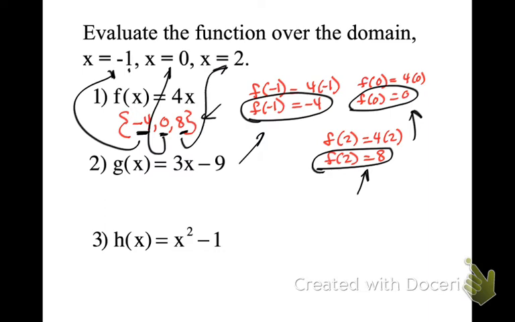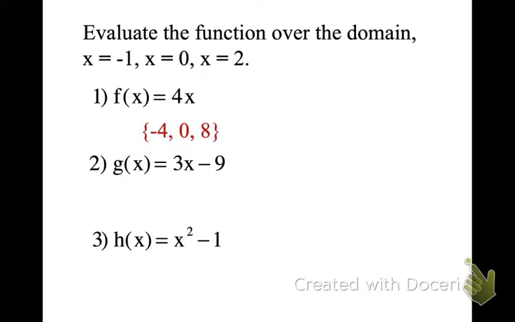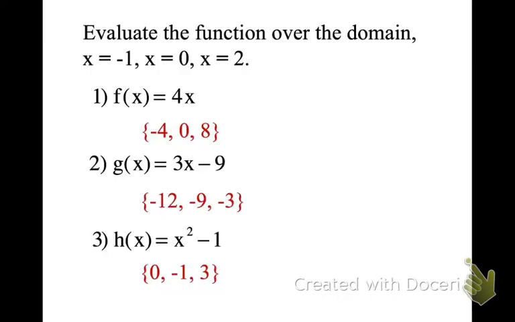So pause and try the next one on your own. All right, let's check our work. For the second one, you should have negative 12, negative 9, and negative 3. And for the third one, you have 0, 1, and 3. Whoops. And that is our lesson.